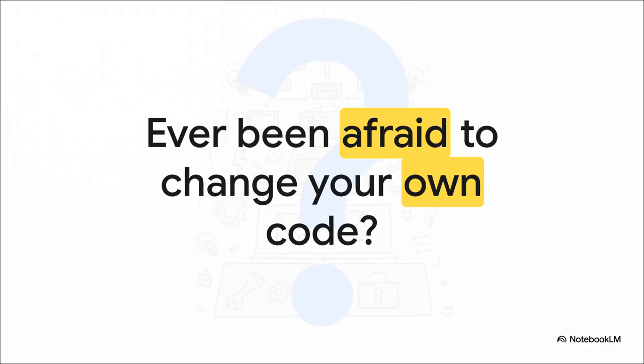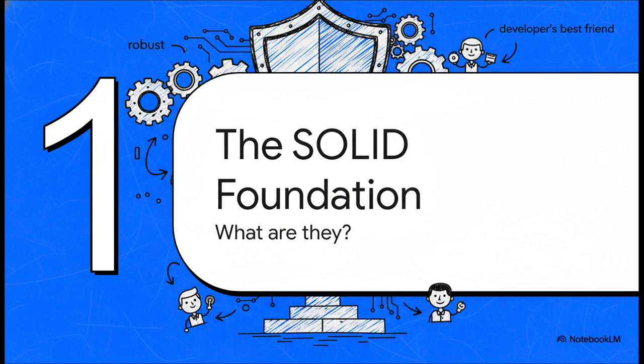You know that feeling, right? That little jolt of panic when someone asks for a small change. You start sweating because you know that pulling on that one little thread might unravel the entire sweater. That feeling, that's the sign of fragile code. So how do you get over that fear? Well, you build on a solid foundation.